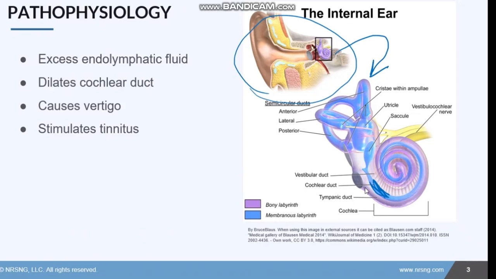This disease decreases hearing by dilating the cochlear duct. With all that extra fluid, it doesn't have anywhere to go, so the cochlear duct has to dilate and it gets bigger. It also causes vertigo due to damage of the vestibular system from increased pressure from all the excess fluid. Again, the fluid has to go somewhere, and it doesn't have anywhere else it can go. Then it also stimulates tinnitus, which is the perception of noise or ringing in the ear.